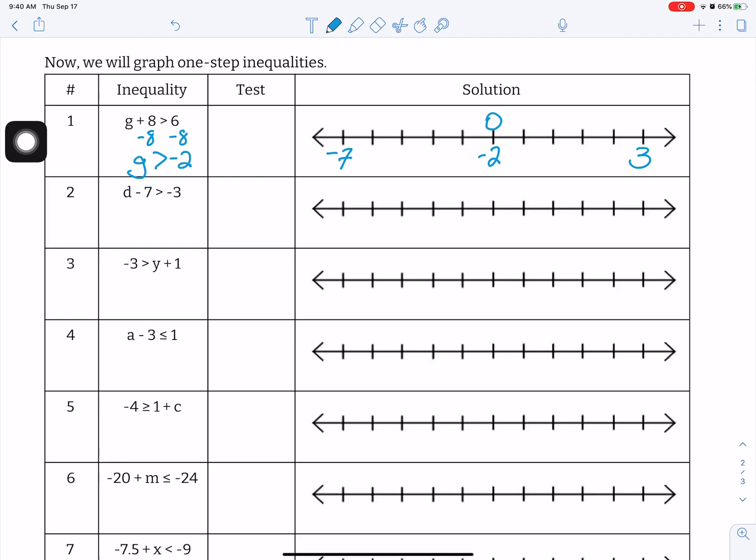To figure that out, I'm going to pick an endpoint. 3 is greater than -2. That is true. So I shade in that direction.